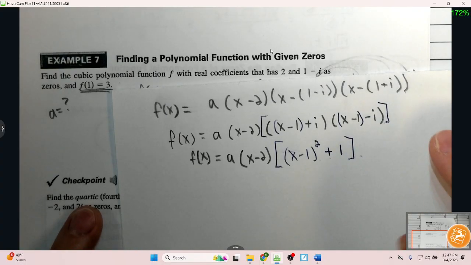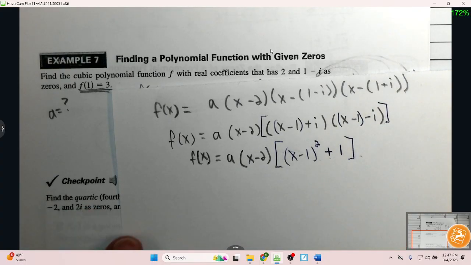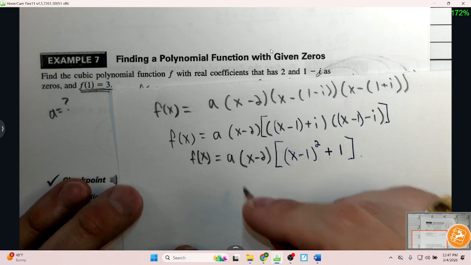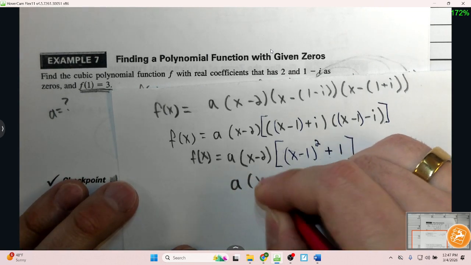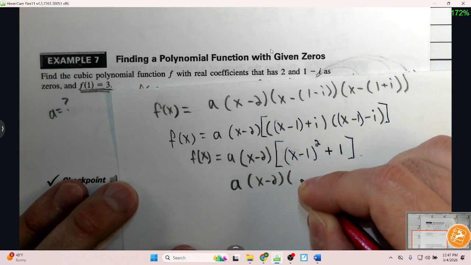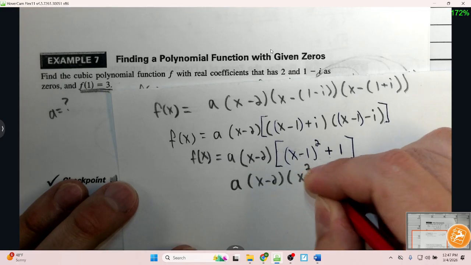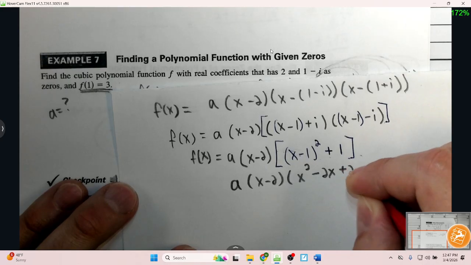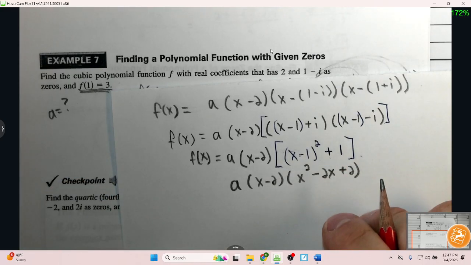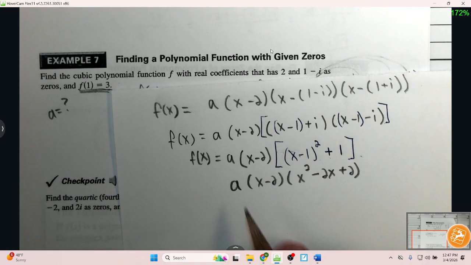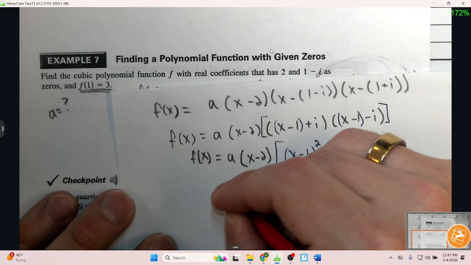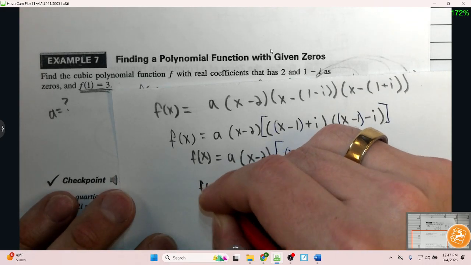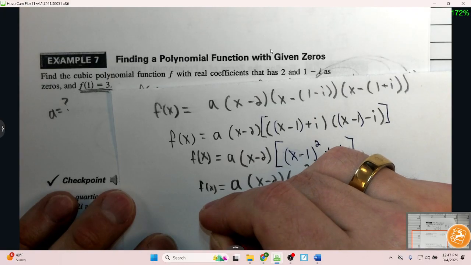So now we're here. That's really good. And there's going to be a couple things that are going to happen. We can now, I think, maybe we could multiply this out. I think that's what I want to do. x minus 2 times x squared minus 2x plus 2, I believe. And now what we can do is use the f of 1 equals. We can use that f of 1 is 3.